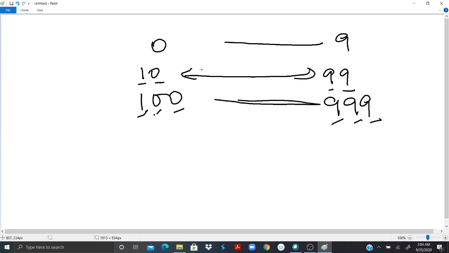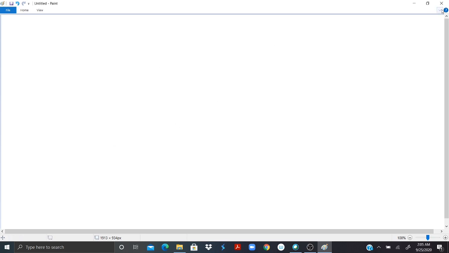And we do have more digits. You can guess. You can keep adding 4 digits, 5 digits, and so on. Now let's go back to our addition.